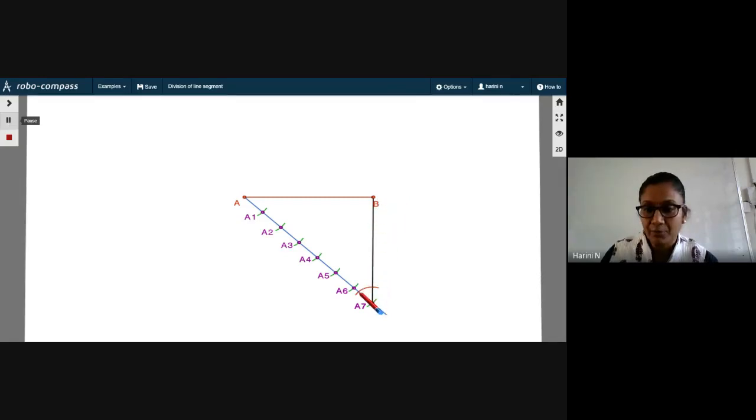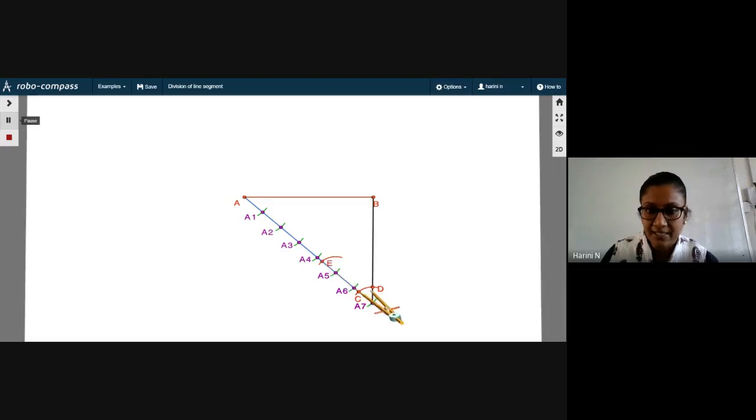That is very important because later on we will be measuring C and D. So you have marked C and D. Next, with the same radius in your compass, keep the compass at A5 and cut an arc. And name the point of intersect there as E.